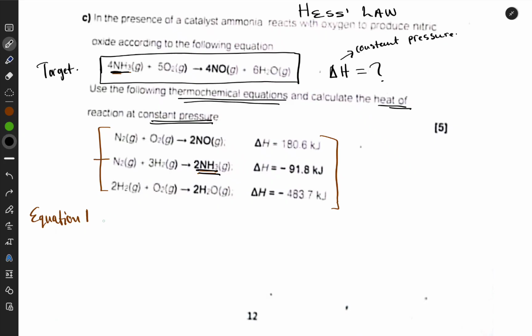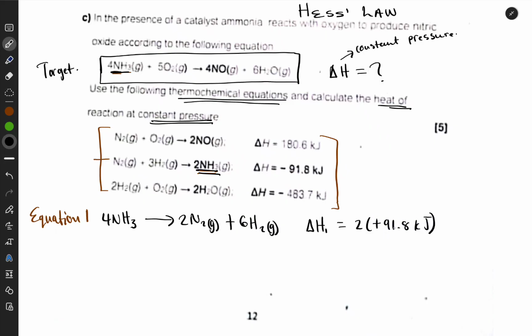So equation 1 now becomes 4NH3, we flipped it. Now we are going to double everything. This is 4NH3. So this N2 becomes 2N2 gas plus 3H2 becomes 6H2 gas. And what we know is the delta H1 is going to be positive, double, 2 times positive 91.8 kilojoules. Okay, we change it to positive, then we double it because we have doubled the NH3, right?